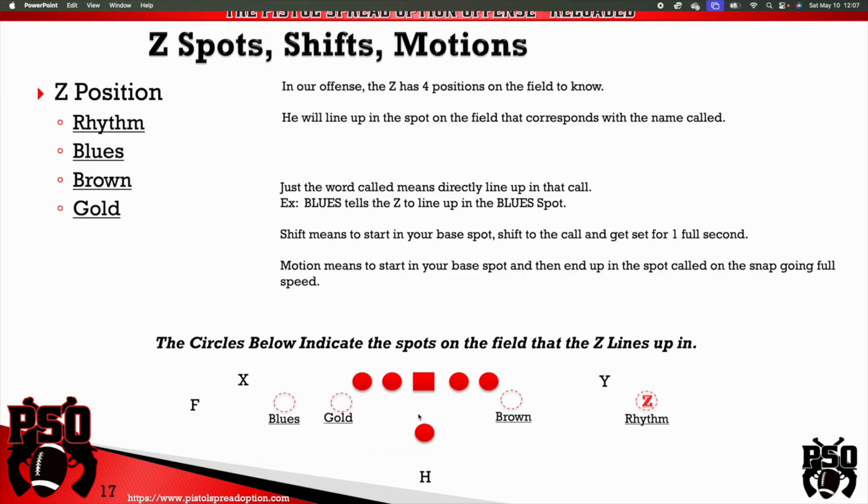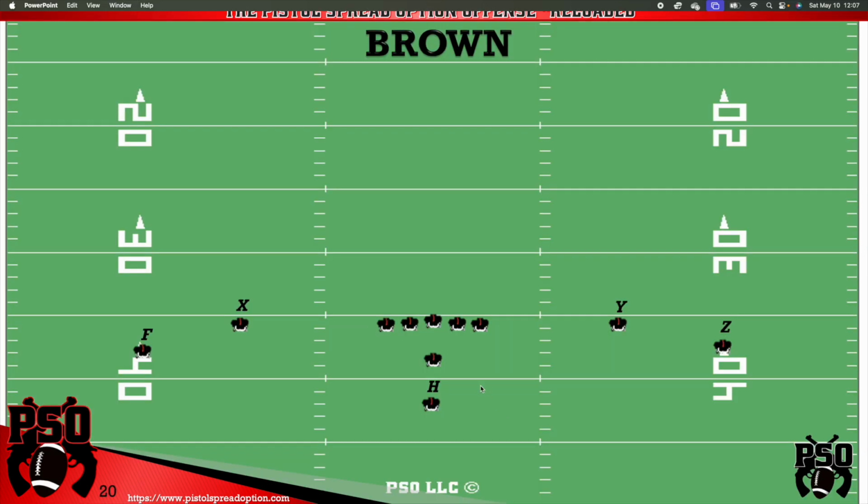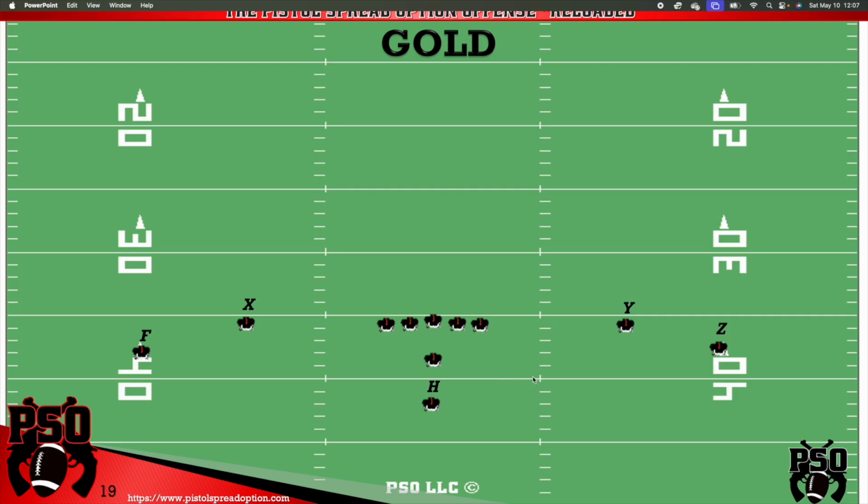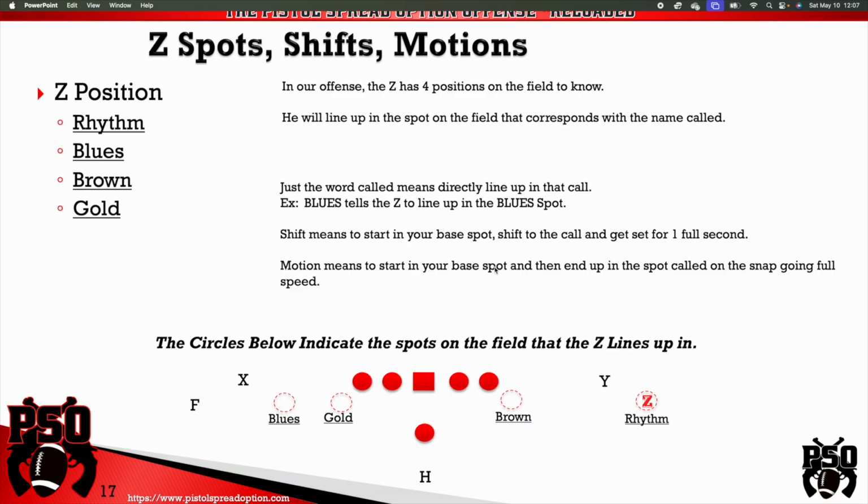The only other thing he has to worry about are brown and gold. Brown, again, to the right is 1 by 1. So he would motion or shift in this case. He can shift to that 1 by 1 position to the right, which is brown. He can also shift to the 1 by 1 position to the left or motion to it. Where he wants to end up at the snap is 1 by 1 off the left tackle, if we were to call motion. So shift or motion to gold. Again, it's very simple for the kids to learn. The Z has a little bit more than the others. He's got 4 words where the X and the Y only had 1.